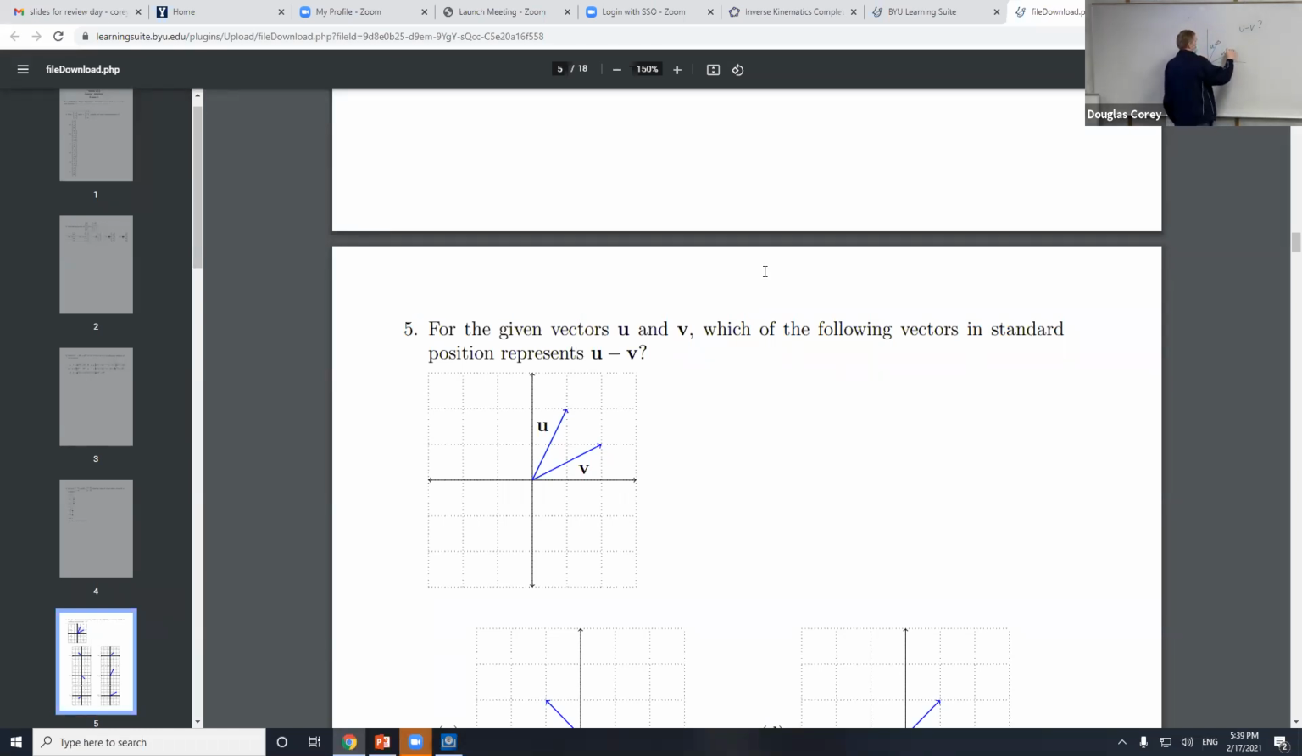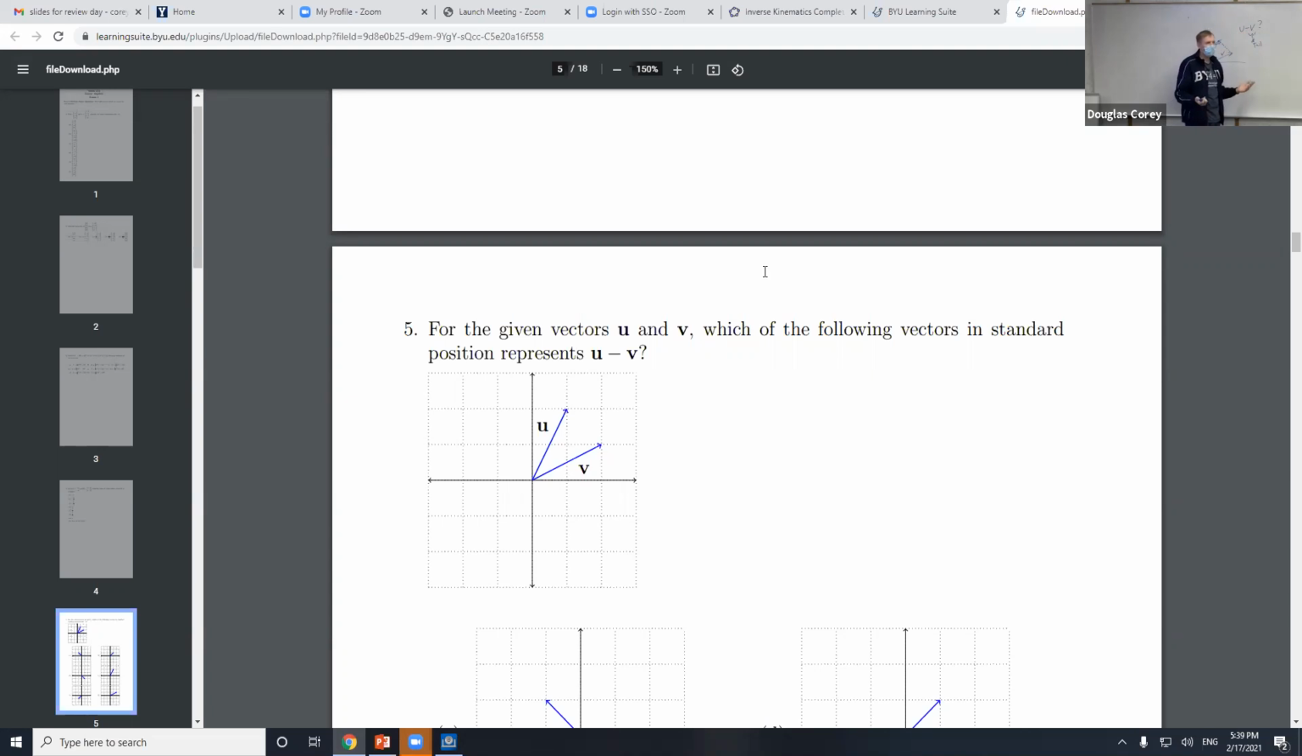Okay. Another question is why, and how would you know? When you do subtraction, you can remember that you're subtracting the tail. This here is where your tail is going to start. So it's going to be tail to head.